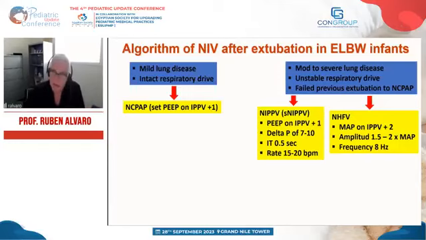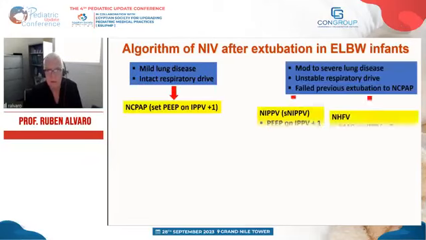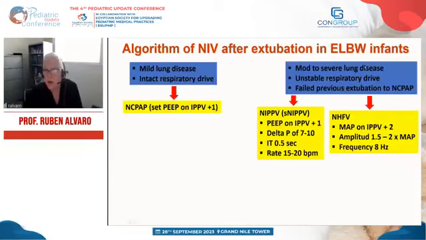If you decide to extubate to nasal high frequency ventilation, again, we use, hold on, I don't know why it's still running by itself. We use a mean airway pressure that is usually 2 centimeters water higher than the mean airway pressure that the baby was requiring when intubated. The amplitude that we use is 1.5 to 2 times the mean airway pressure, and we use a frequency of 8 hertz.